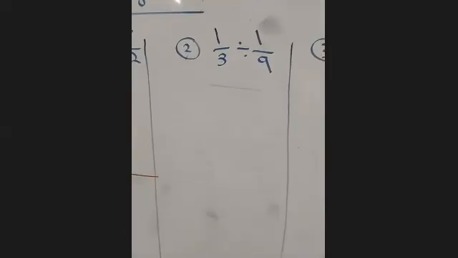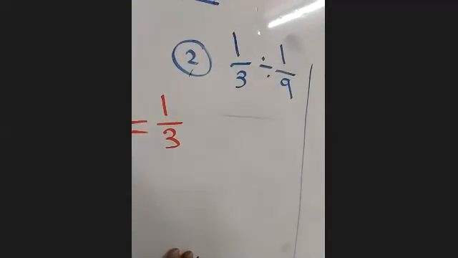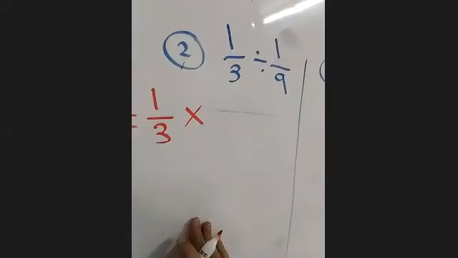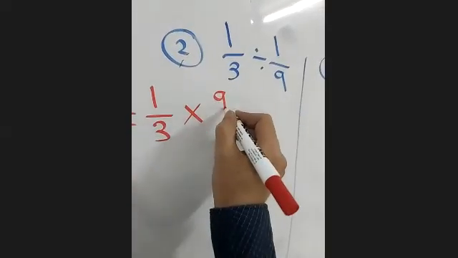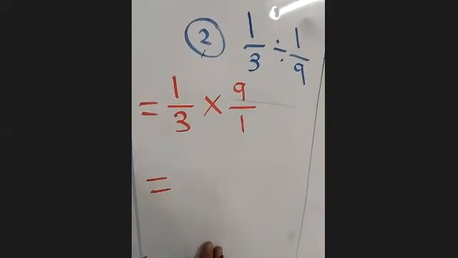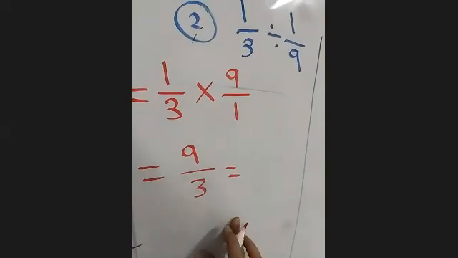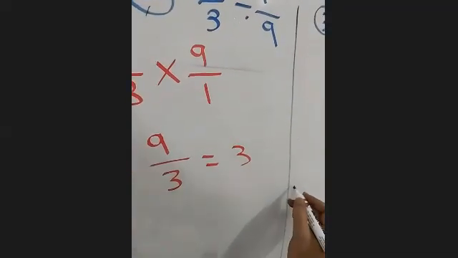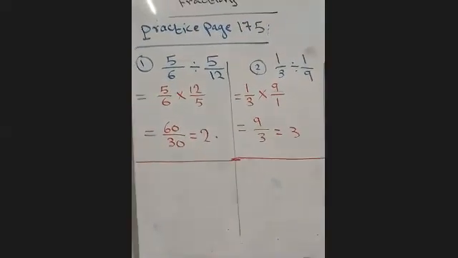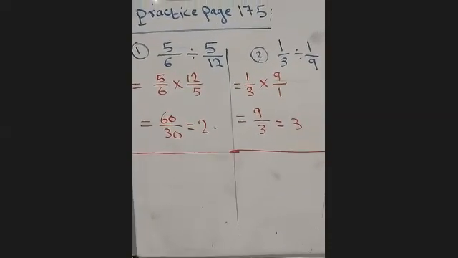We write 1 over 3, and we turn the division to multiplication. The reciprocal of 1 over 9 is 9 over 1. Equal to 9 over 3: 1 times 9 is 9, 1 times 3 is 3. So the answer is 3. Here, guys, our answer is simplest. This is the most simplified answer, which is a direct division that gives us an integer or whole number.